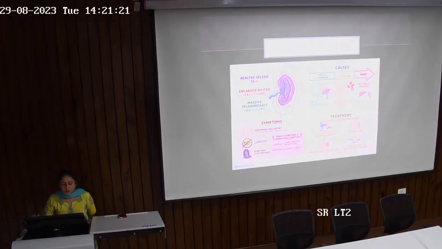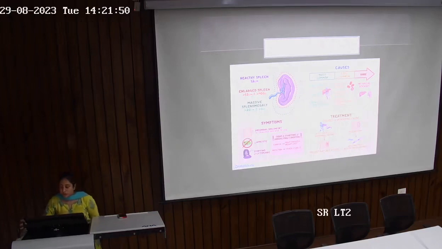Now to sum it all up, as I've already said, a healthy spleen is 12 centimeters. More than 12 centimeters and more than 400 grams is an enlarged spleen. And massive splenomegaly is said when the spleen is more than 20 centimeters and weighs more than 1 kg. We'll call it massive splenomegaly. So what are the common causes? The most common ones are infections, cancers, or portal hypertension.